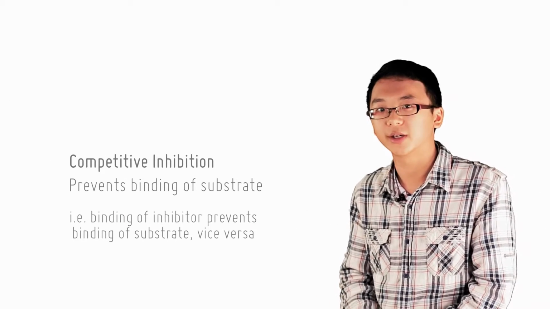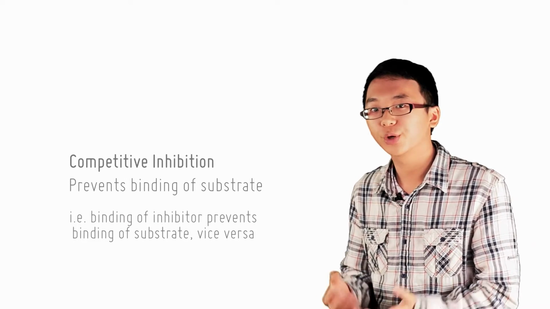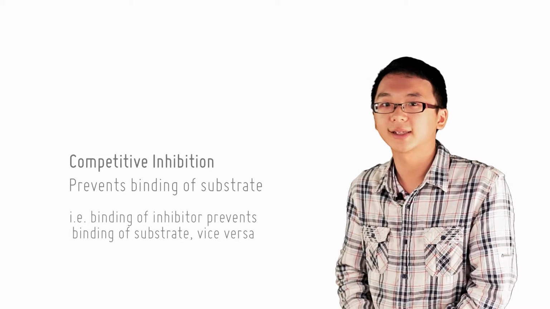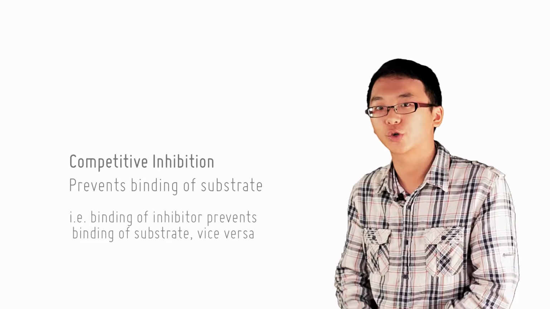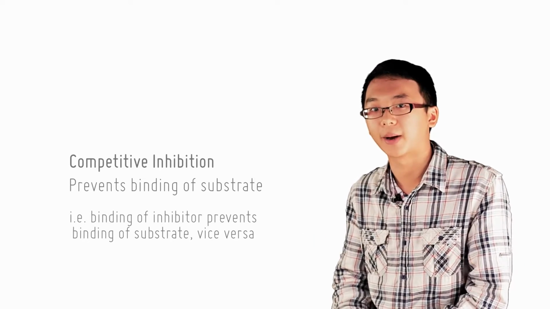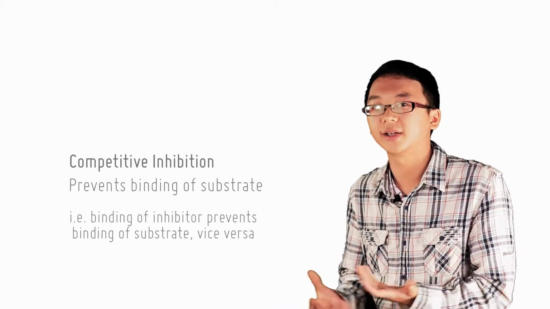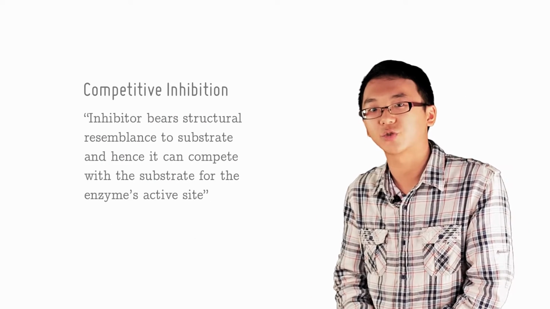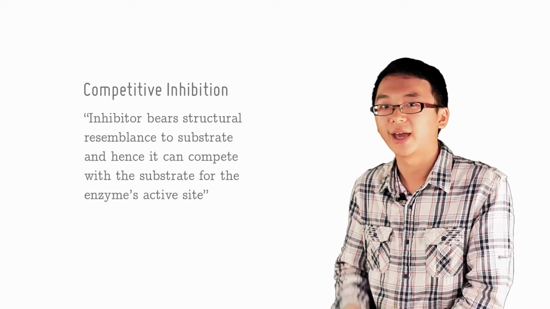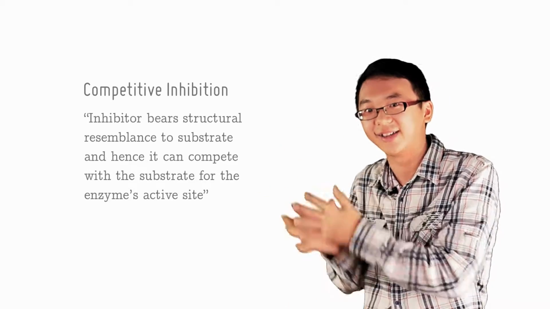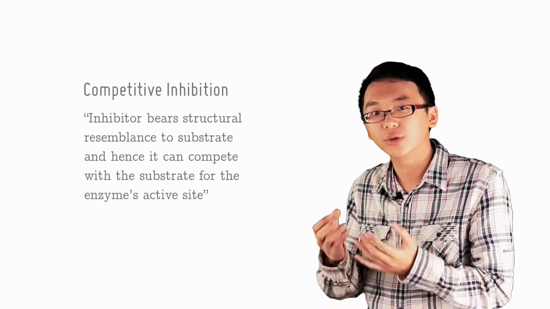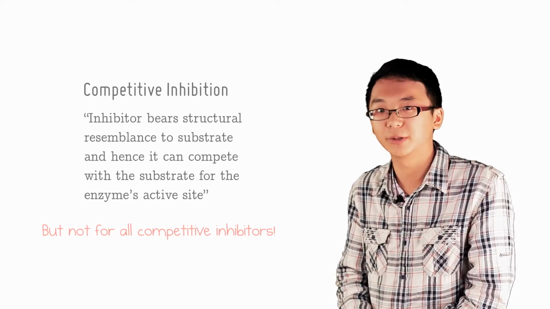Competitive inhibition occurs when the binding of the inhibitor prevents the binding of the substrate, and vice versa. This means that the inhibitors and the substrate have to compete for enzymes to bind to. It is a common misunderstanding about competitive inhibition that the inhibitor must bear structural resemblance to the substrate, and hence it can fit in the enzyme's active site and hence compete with the substrate for the active site. This is not true of all competitive inhibitions.